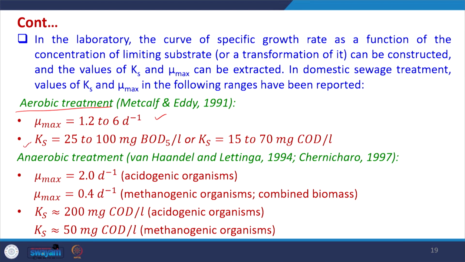Similarly, the Ks value is from 25 to 100 milligram BOD5 per liter, or Ks in terms of COD is 15 to 70 milligram COD per liter. For anaerobic treatment, the nu max value has been reported in the range of 0.4 to 2, depending upon whether acidogenic organisms are present or methanogenic organisms are present. Similarly, the Ks values are in the range of 50 milligram COD per liter to 200 milligram COD per liter, depending again on whether acidogenic or methanogenic organisms are present.